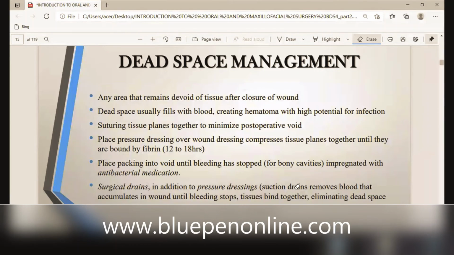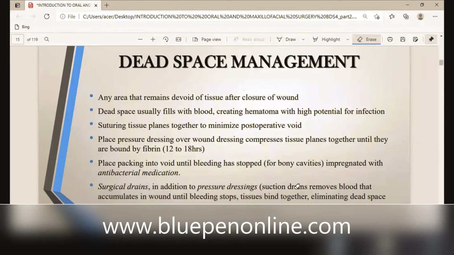This is dead space. Dead space is an area which is devoid of tissue. This actually occurs after the surgery. Okay, you did the suture, you send the patient home. At home, hematoma formation occurs and infection occurs. Now when you do a surgery, when you do suturing, you have to make sure that there is no vacant space or voids present. You have to suture the planes, not tightly, but place them so that they will close in a very good manner.